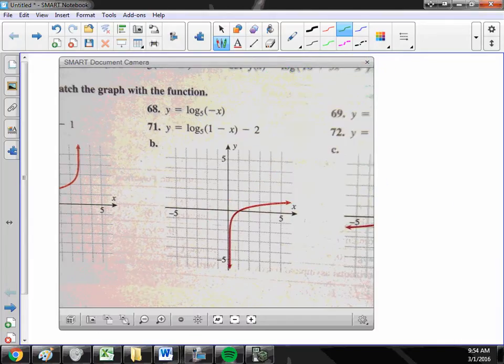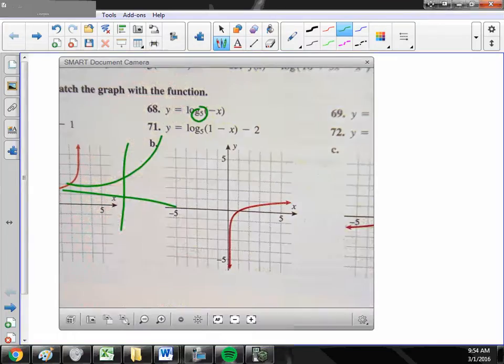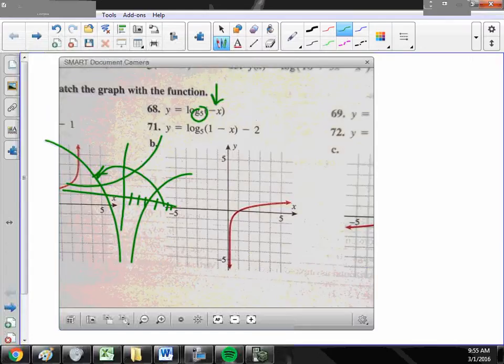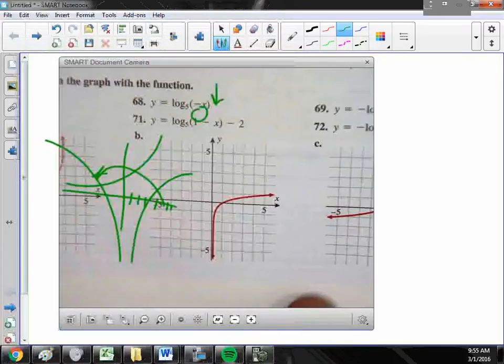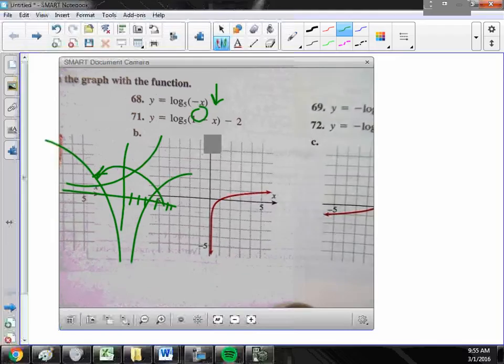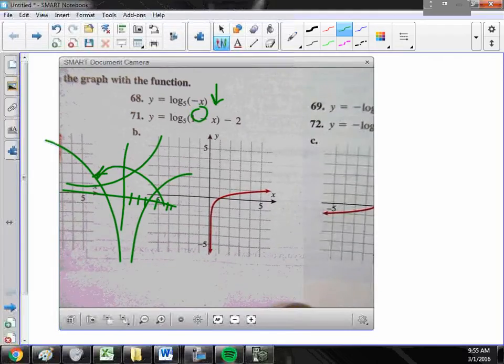So number 68 is an exponential growth equation, like this, that gets turned into a logarithm equation that looks like that, and then the x's reflect, so every x value is going to move to the other side, so it would be a graph that looks like this. Okay, so that would be number B? No. D. E. What did you guys say, D or E? E.